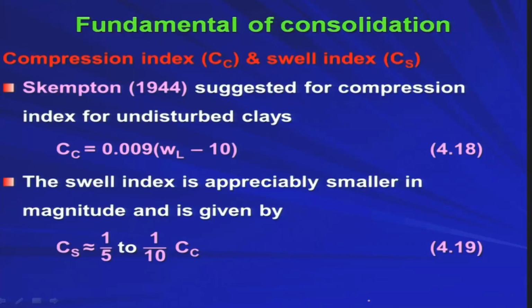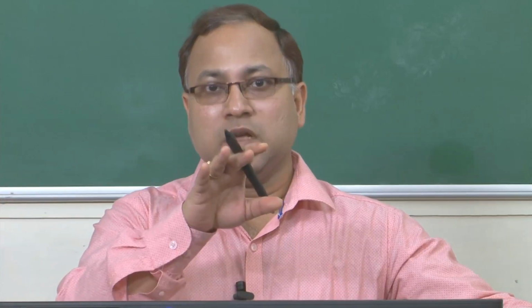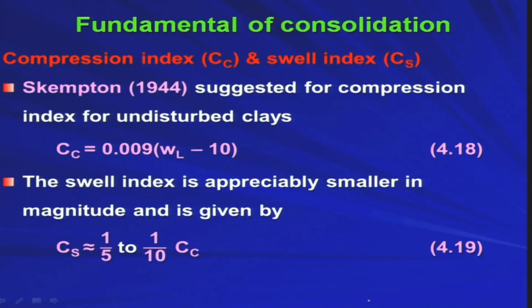Similarly, the swell index is appreciably smaller, because you get a flatter slope. Cc will be much higher than Cs, because in normally consolidated soil you get a steeper slope, whereas in over consolidated soil you get a flatter slope. So Cs is associated with the over consolidated soil. The swell index is appreciably smaller in magnitude and is given by Cs approximately equal to 1/5 to 1/10 of Cc. So now you can see the order of Cs: it is much lower than Cc.